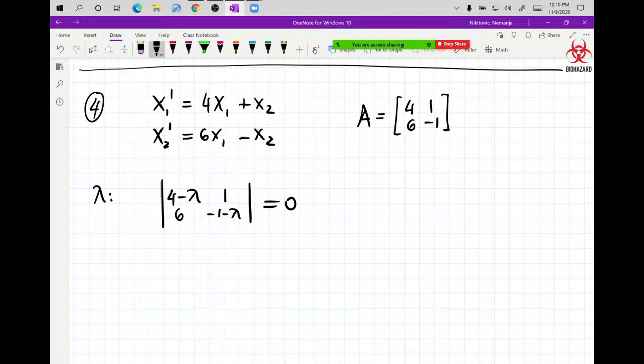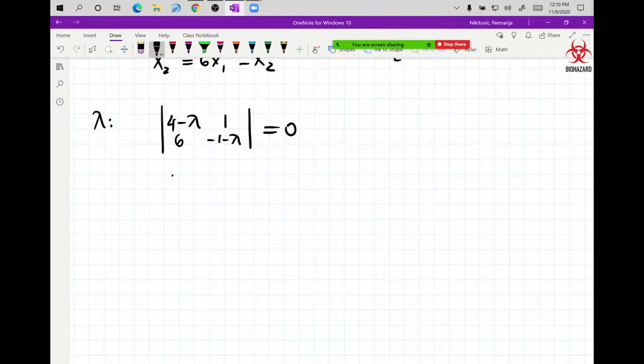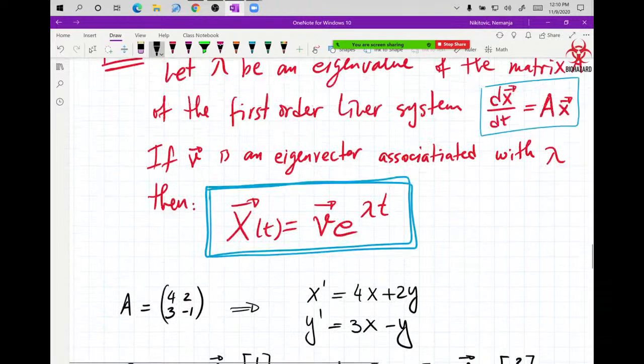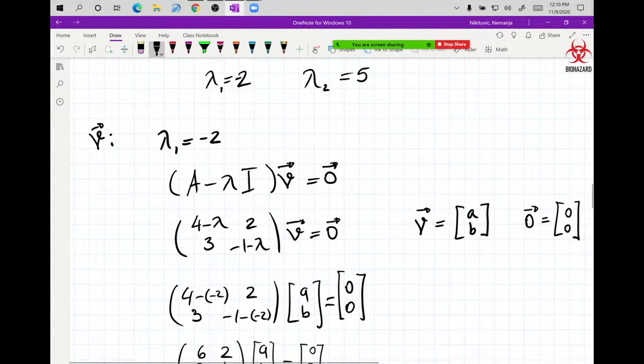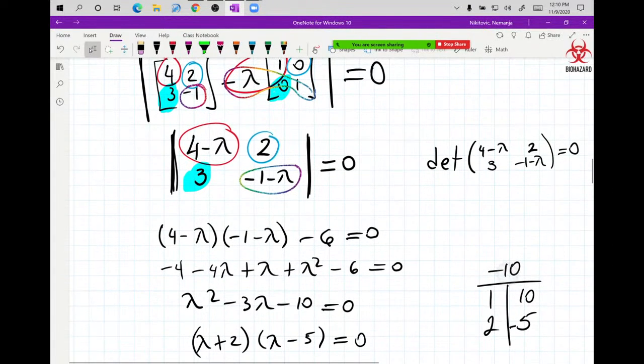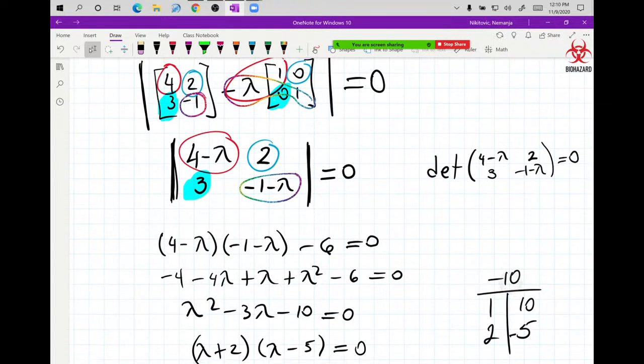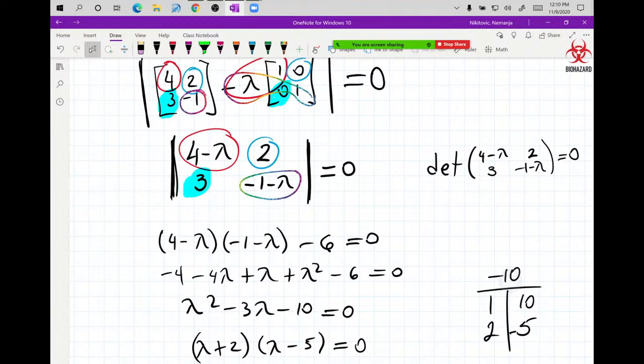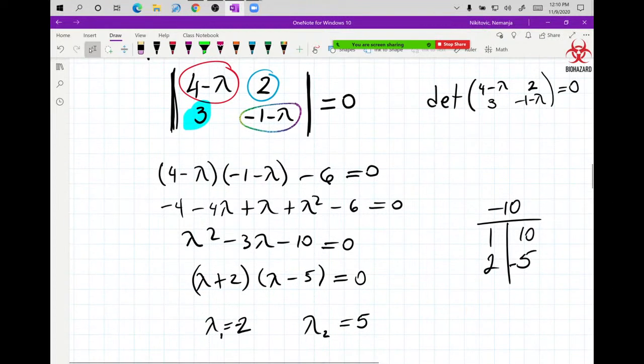So 4 minus lambda times minus 1 minus lambda, that's 4. Let's write it one more time. There we go. Wait, was this the same as the previous one? Because I'm getting the same values. It is the same. So we're going to end up with the same numbers. The vectors are going to be different because we have a little bit different values, right? We have 1 and 6 rather than 3 and 2. So eigenvectors are going to be different. But at least lambda is the same deal.